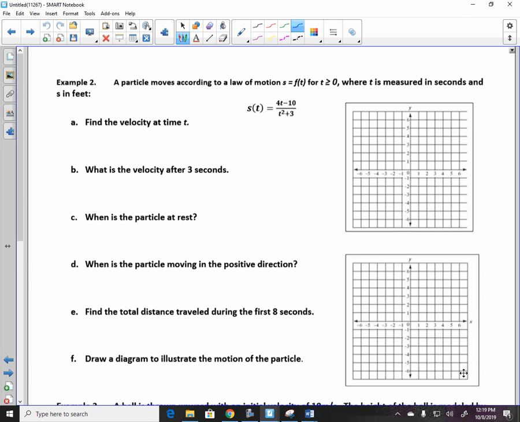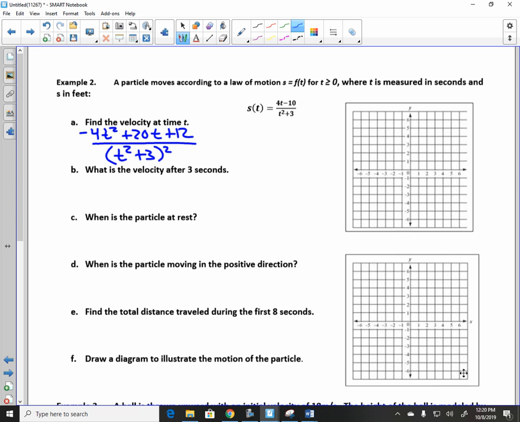So I just want to wrap up this problem as we move on to the next pieces. It says find the velocity at time t. What did you come up with for the derivative? Negative 4t squared plus 20t plus 12, all over (t squared plus 3) quantity squared.